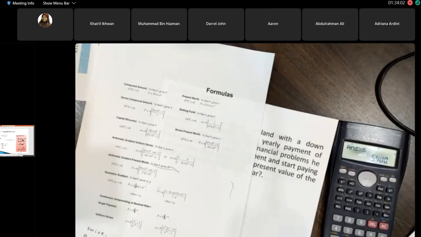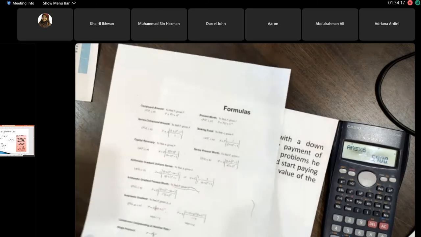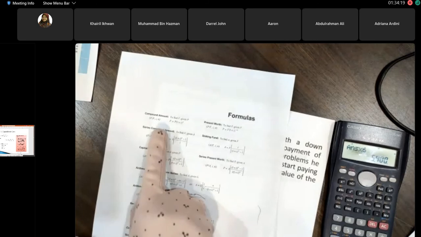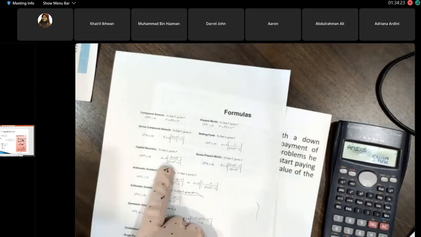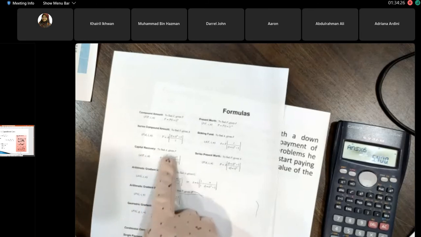Okay, and if you want to find out what is the A value and the P is given, so you have to use this formula. Where do you get this formula? From the formula sheet. So A/P. So where is A/P? A ni, A ni P. A/P, this one, A equal to P.